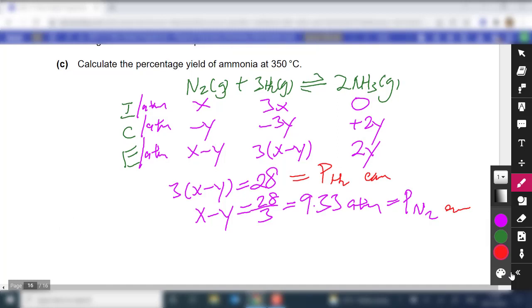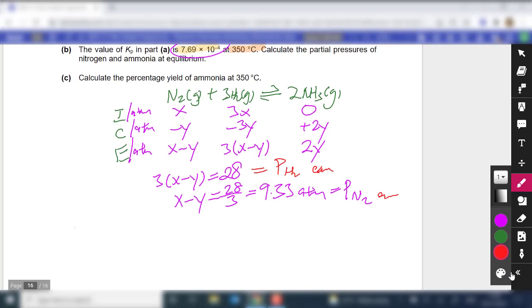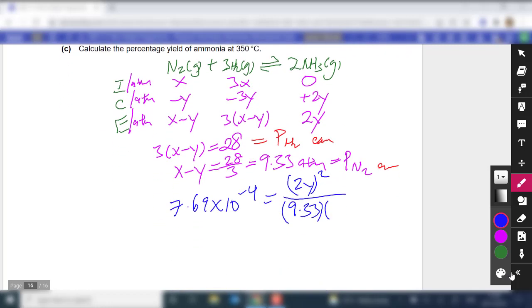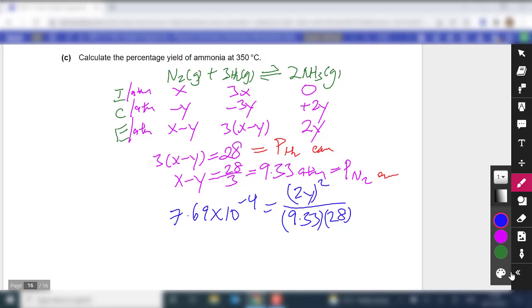Okay, and then from here, let us try to use the Kp value to solve. In this case, Kp is given to be 7.69 times 10 to the power minus 4. I'm going to write out the Kp expression, so that will be 2y squared over X minus Y, but we do know what is X minus Y. So X minus Y is actually 9.33. Okay, and then we do know the equilibrium partial pressure of hydrogen, that is 28, so 28 cubed.